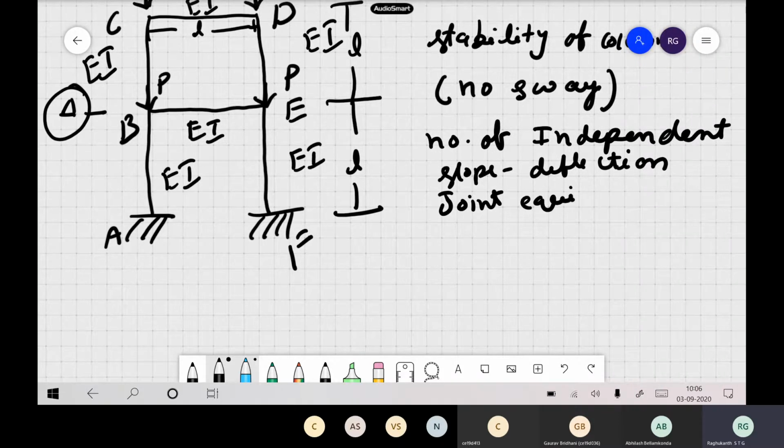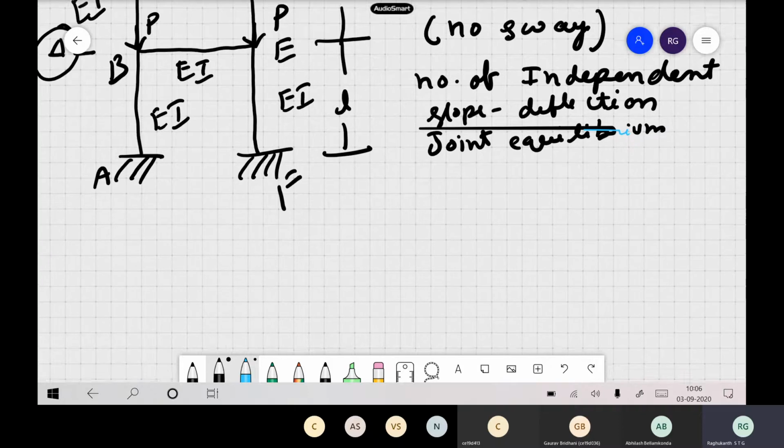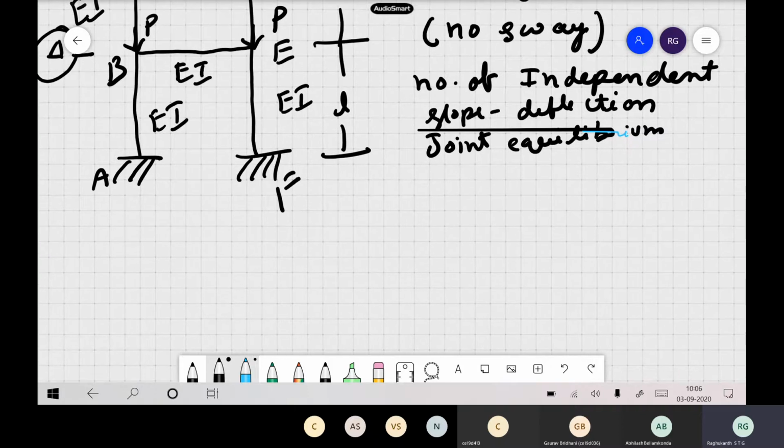Okay, so you will get nice equations actually. If there are 4 unknowns, say, you should get 4 equilibrium equations. So now you should have a 4 by 4 matrix kind of a thing. So your theta b, theta c, theta d, theta e should be equal to 0. So the determinant of that matrix will give you the buckling loads.